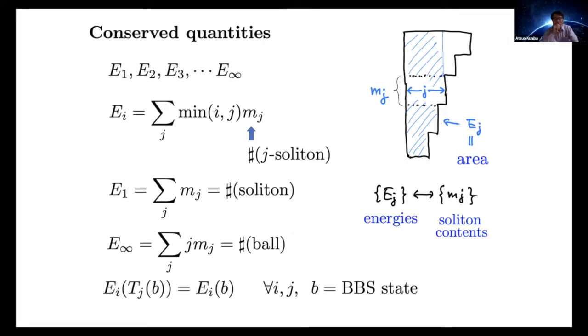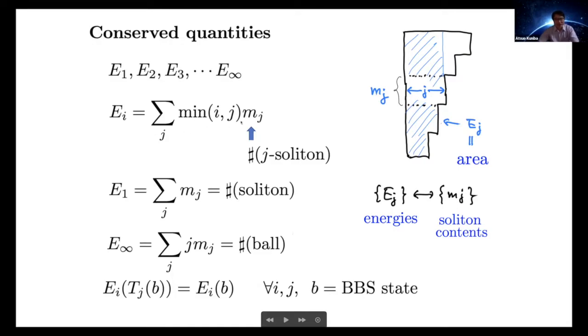So we have conserved quantities, E_1, E_2 through infinity, expressed by this formula. By the way, can you see my cursor on the screen? Can you see this cursor? Okay, thanks.